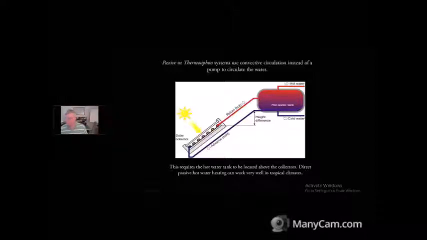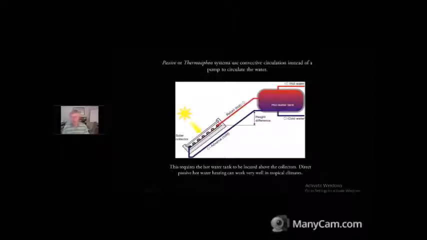Passive or thermosiphon systems are going to use convective circulation instead of a pump to circulate the water. And you can see in this diagram, what you do is you put the hot water tank physically higher than the collector. The reason is you want the cooler water from the bottom of the hot water tank to go downhill, be pulled down by this convective current, and then be heated up in the collector and pushed back up as it expands into the hot water tank. And that is a passive or thermosiphon system.